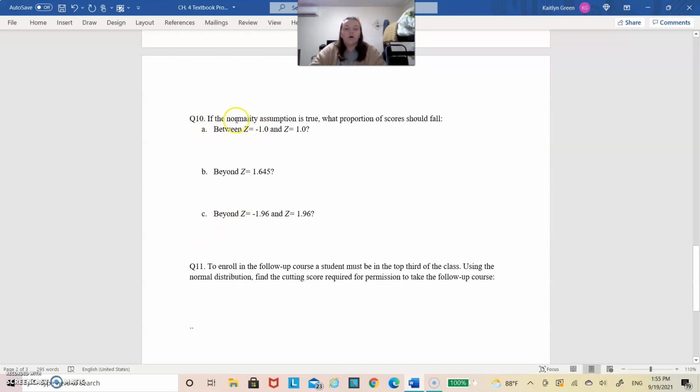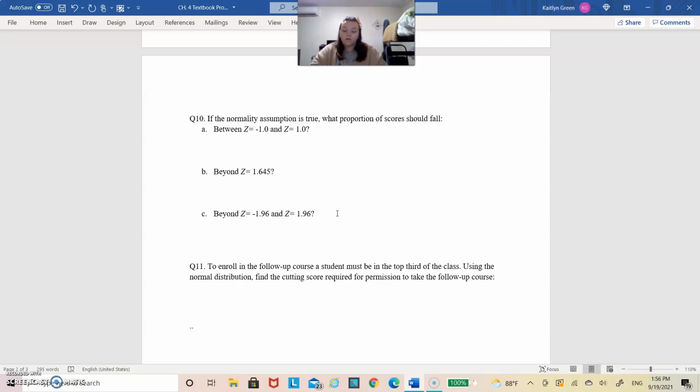And I'll be honest, whenever I was doing this question, I was just a little bit tripped up, but we have those z-score charts that we use for these next few questions. And so what I did is I looked at those charts to find those values. So for A, I got 0.6816, or about 2/3 of the scores should fall between one standard deviation above and below.